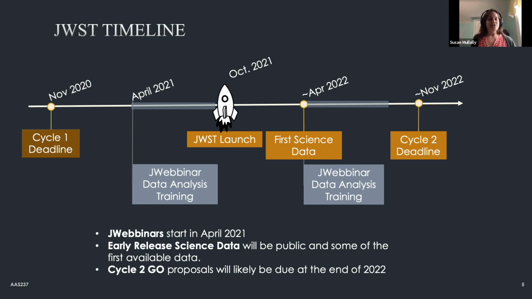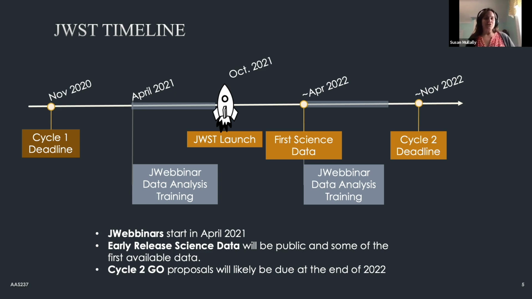Some of the first science data that will be taken is the early release science programs, which is 460 hours of data that will be public the moment it hits the archive, which means that anybody can go in and see what the JWST data looks like and see what the performance of the telescope is.